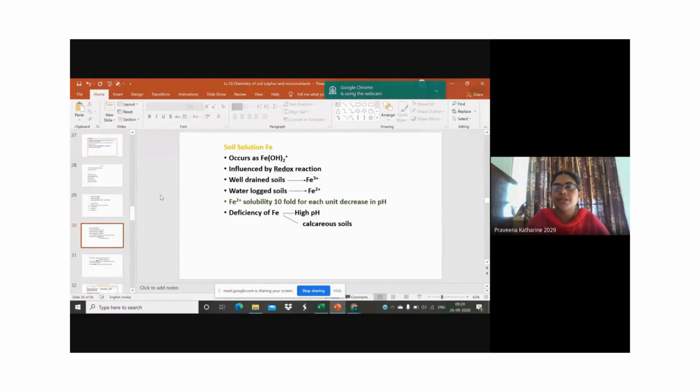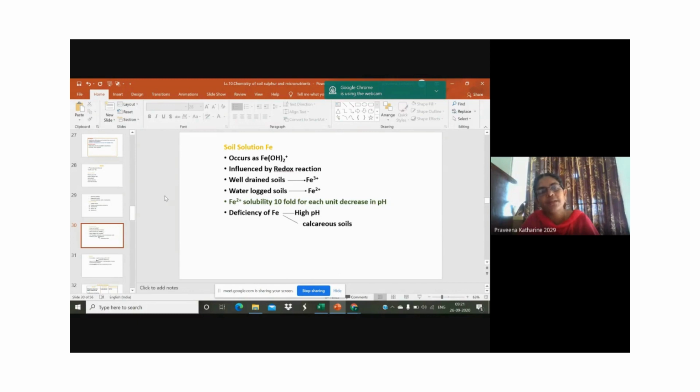Okay, so again, the soil solution iron is subjected to pH, the difference in pH. So when the pH decreases by 1 unit, okay, so when the pH falls from 6 to 5 or 5 to 4 or 4 to 3, when there is 1 unit decrease in pH, then the solubility of iron increases tenfold. Okay. So then the deficiency of iron, in which soil pH do you find the deficiency of iron? In which soil pH you'll have more of iron? Acid soil or alkali soil or neutral soil, you'll have more of iron.